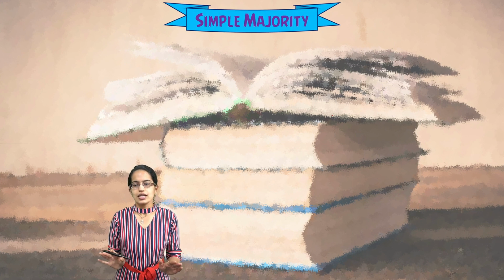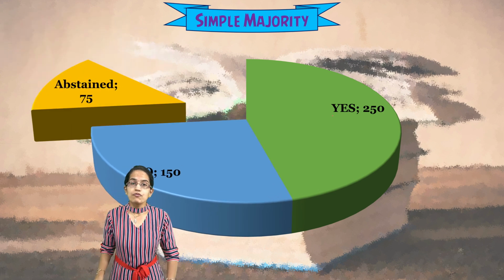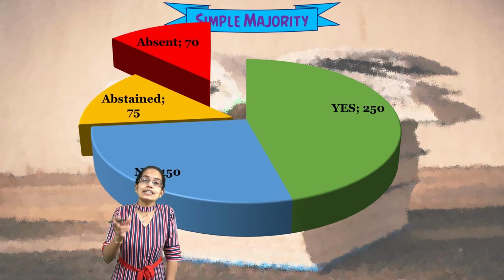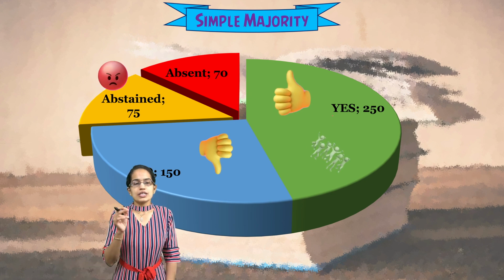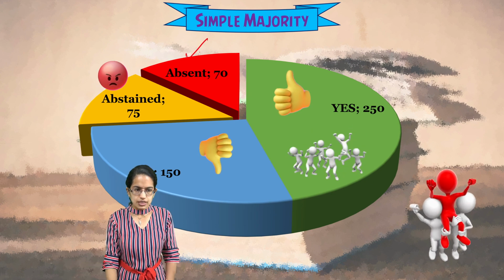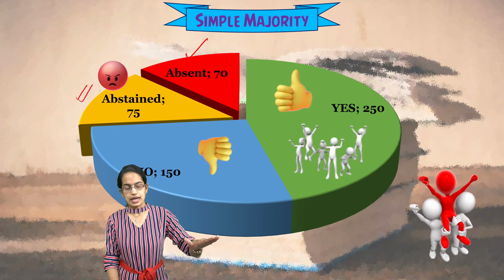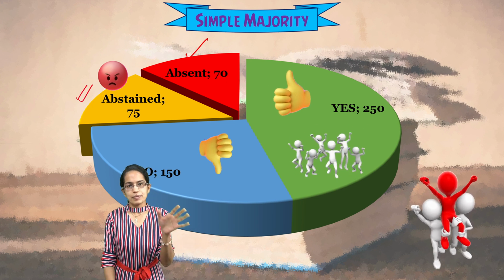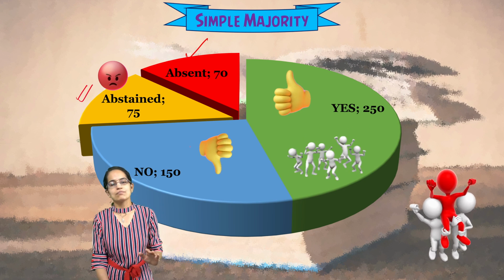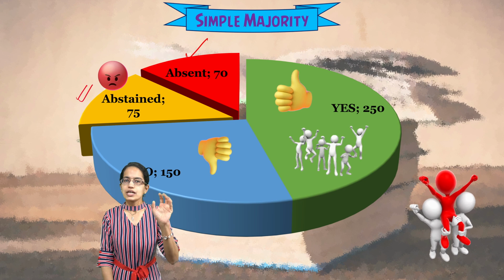The third interesting one is a simple majority. Simple majority is 50% and more of the members present and voting. What does that mean? It excludes the members who have been absent, and also those whose voting rights have been denied, so they abstain. Then out of the remaining members, if 50% and more are in favor, it would be a simple majority.